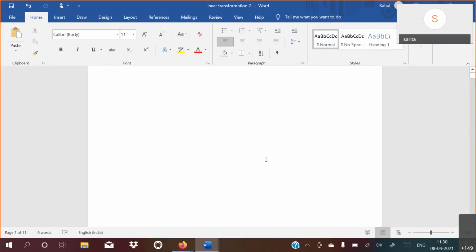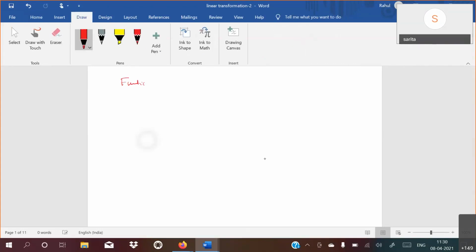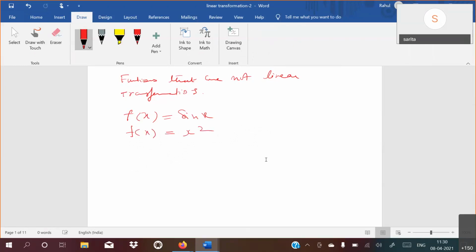Okay, so if you have understood this, I have one question for you. I wanted to tell you more examples of functions that are not linear transformations. One such example is f of x equal to sin x. Can you prove this is not a linear transformation? Then the function equal to x square is not a linear transformation. Can you prove this?